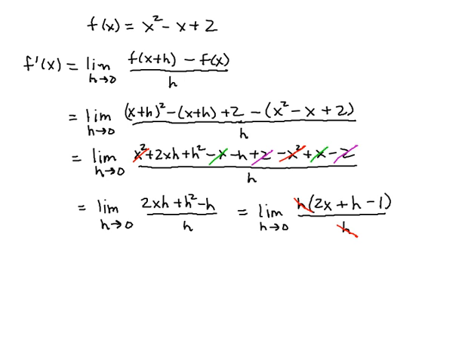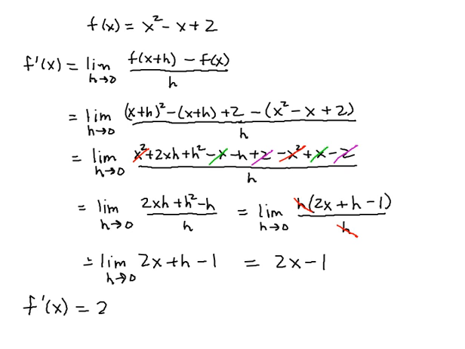And then I'm left with the limit as h approaches 0 of 2x plus h minus 1. And letting h go to 0 then, that's an easy limit to compute, would be 2x minus 1. So f prime of x, my derivative function, is 2x minus 1.